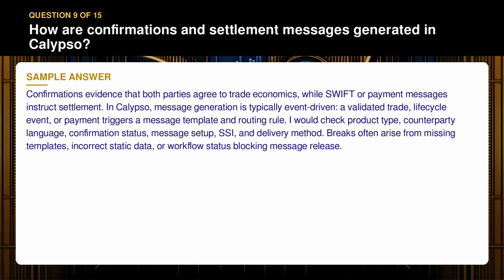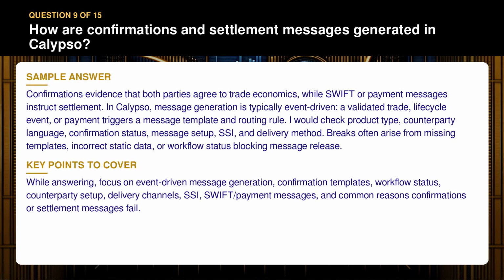I would check product type, counterparty language, confirmation status, message setup, SSI, and delivery method. Breaks often arise from missing templates, incorrect static data, or workflow status blocking message release. While answering, focus on event-driven message generation, confirmation templates, workflow status, counterparty setup, delivery channels, SSI, SWIFT payment messages, and common reasons confirmations or settlement messages fail.